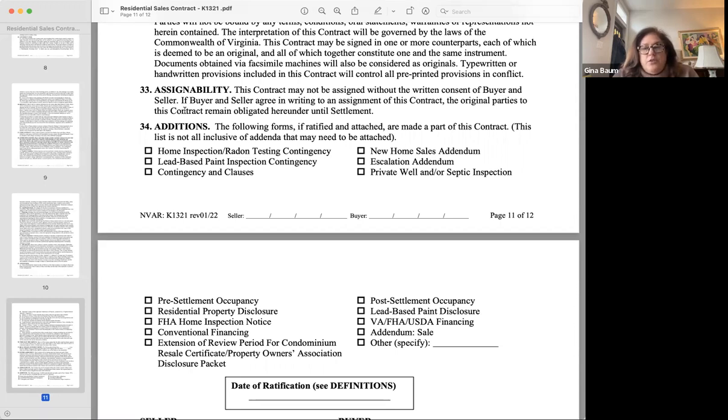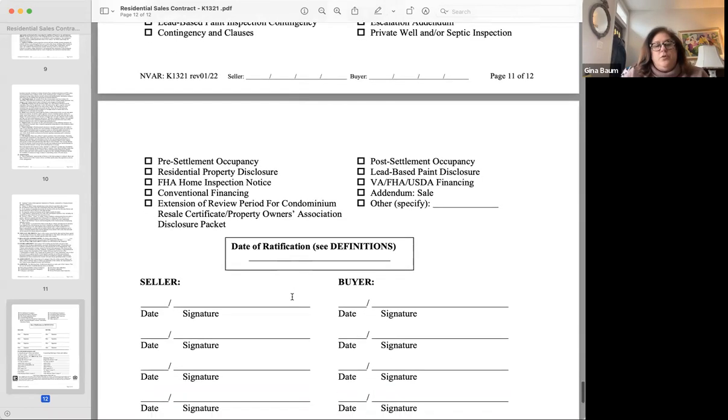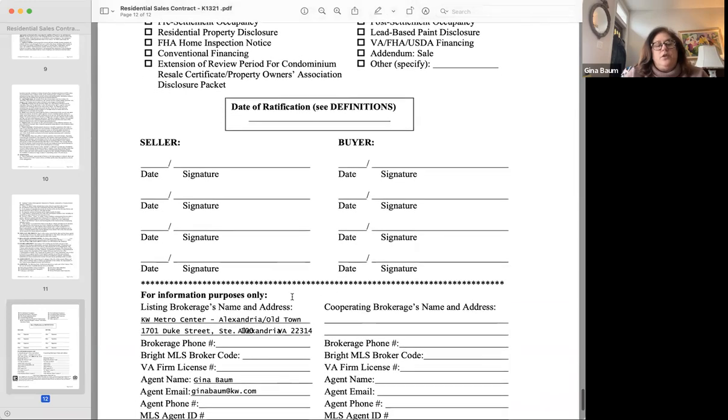Date of ratification is when all of the documents are signed. There's a meeting of the minds, and we put that date in. We want that date in there because it's how we determine the time is of the essence, right? When all of our deadlines are going to be required to be met, right? So that's why we need the date of ratification.